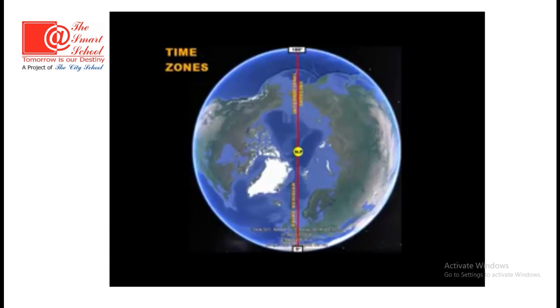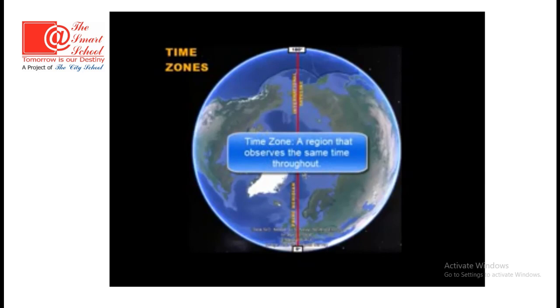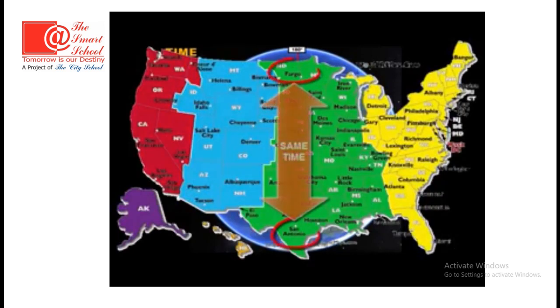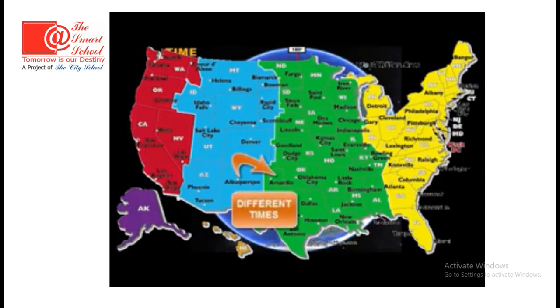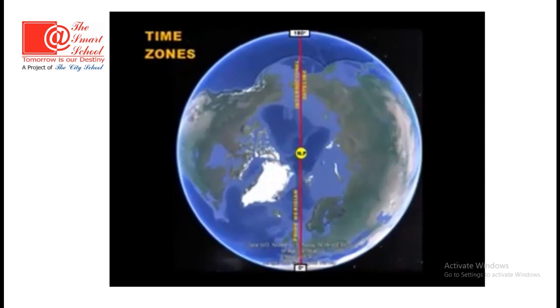Now, the first thing that you need to know is that a time zone is a region or an area that observes the same time throughout. So no matter how far north or south you are in a time zone, you are going to experience the same time. And it's not until you cross over another line of longitude that a new time zone begins. Let's start talking about that right now.